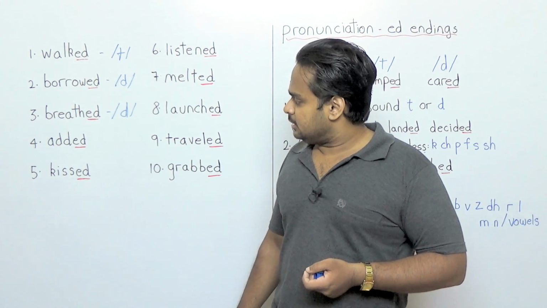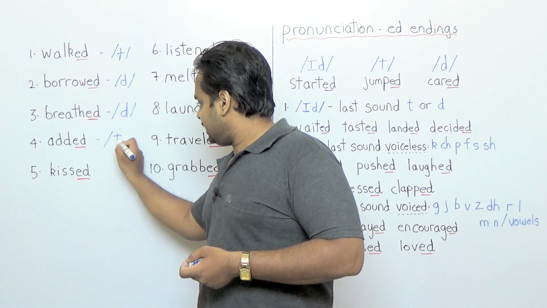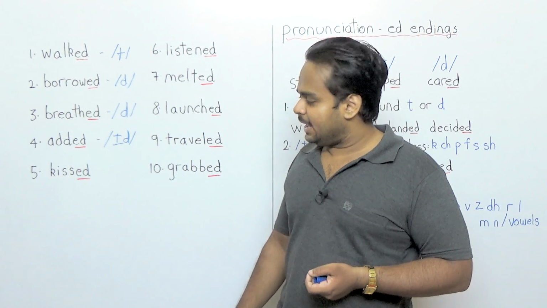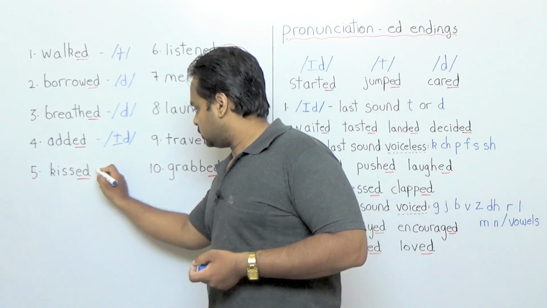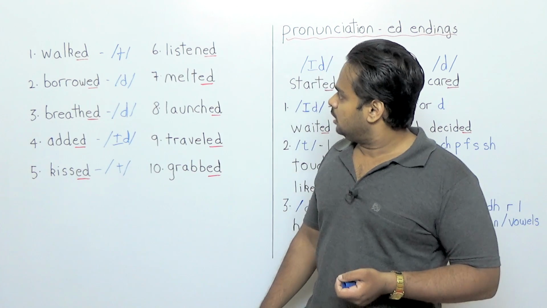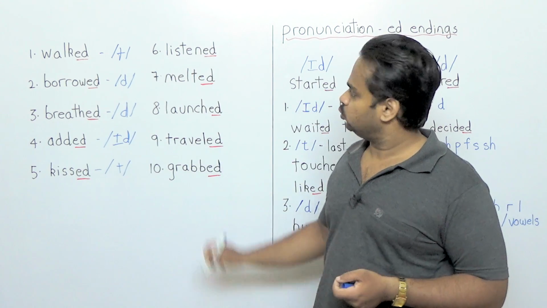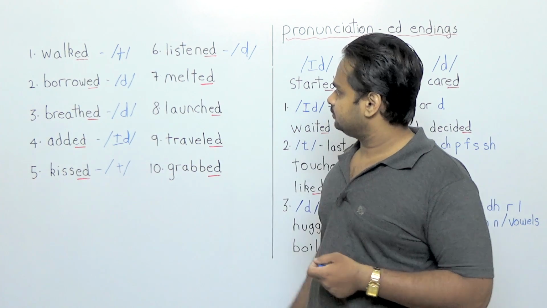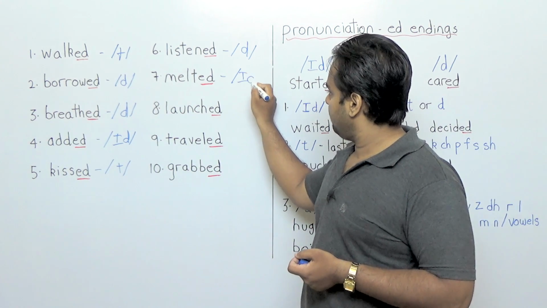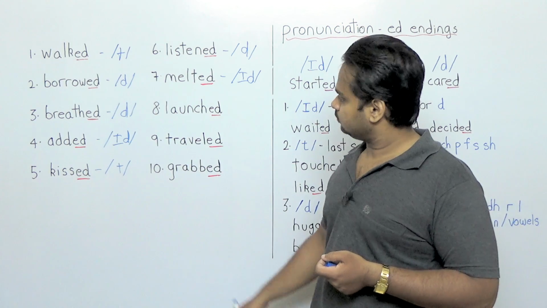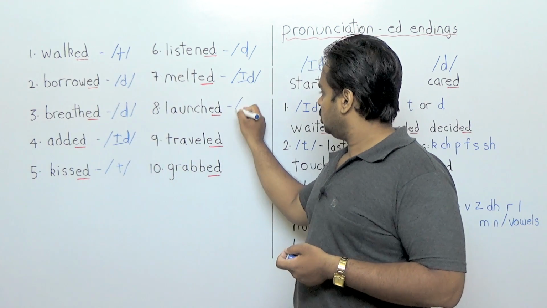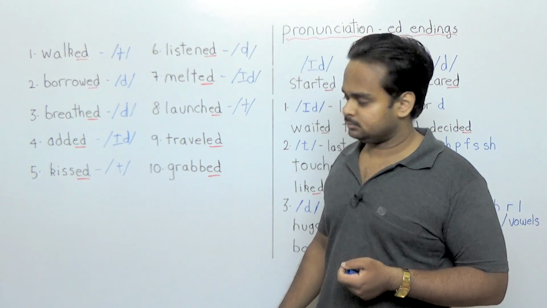All right, next, the last sound is d, so the ed ending is pronounced id, added, added. Number five, the last sound is s, which is unvoiced or voiceless, so kissed, kissed. Number six, the last sound is n, which is voiced, so listened, listened. In number seven, the last sound is t, so melted, melted. In number eight, the last sound is ch, which is voiceless, so launched, launched.